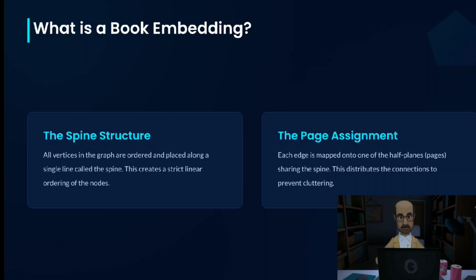Once the nodes are locked in place, each edge is mapped onto one of the half planes or pages sharing that same spine. By separating the edges across different pages, we distribute the connections evenly to prevent cluttering and avoid intersections. In short, the spine acts as our base anchor, while the pages give us the clean layout we need. Let's see the specific elements that make this work in the next slide.